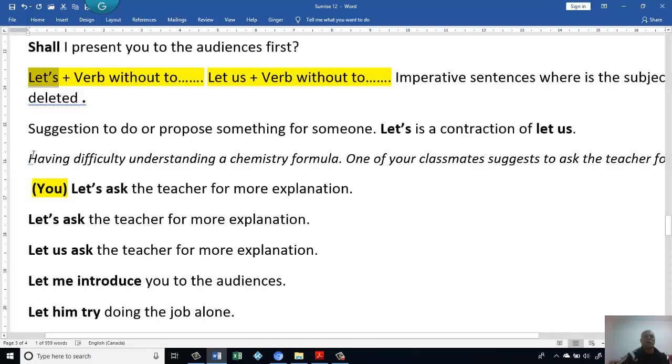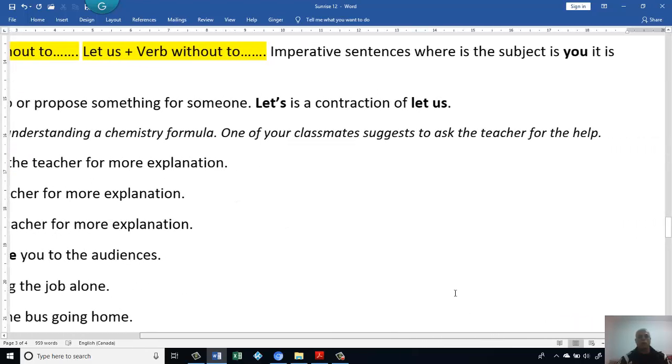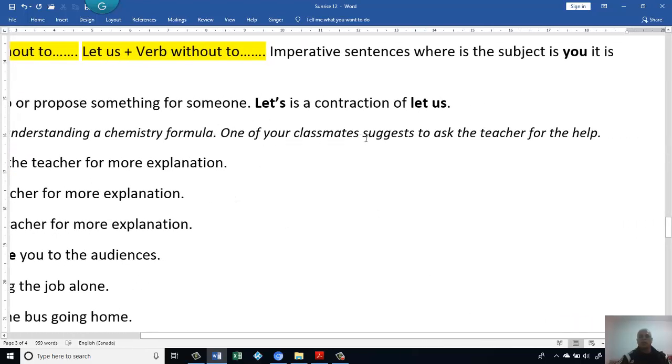Okay, let's say we have this situation: having difficulty understanding a chemistry formula. Let's say maybe one day you have chemistry, and you don't understand it. One of your classmates suggests to ask the teacher for help. Sometimes we say for the help or for help. Ask the teacher for help.